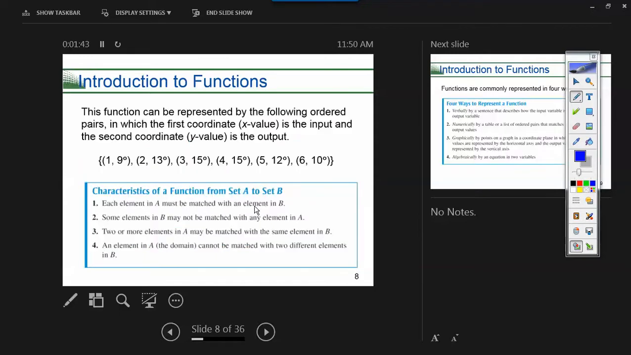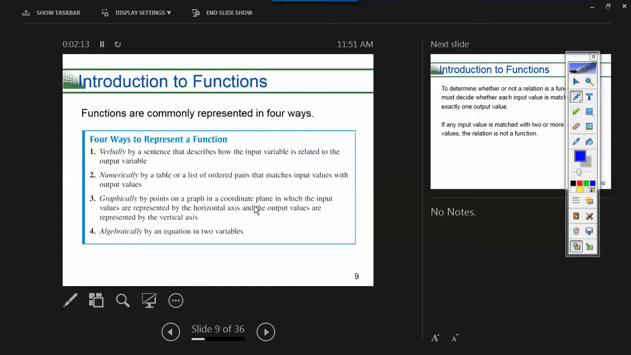So, characteristics of a function, I wouldn't write this down, but it says each element in A must be matched with an element of B. Some elements of B may or may not be matched. For example, I'm not sure today it's going to hit 100 degrees, so there are some outputs that won't have anything matched to them. That's fine. But every element in A will have something output. Two or more elements in A could be matched with the same element in B, but an element in A cannot be matched with 2 different elements of B.